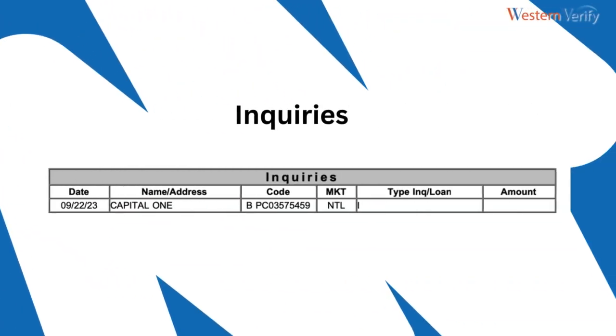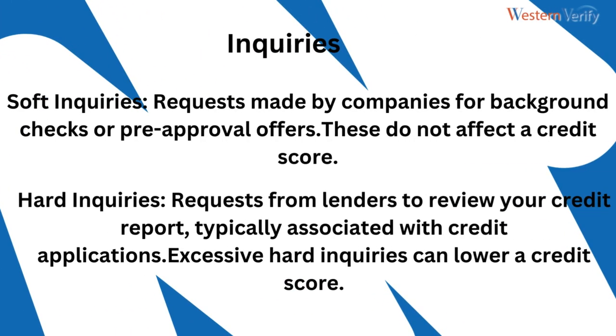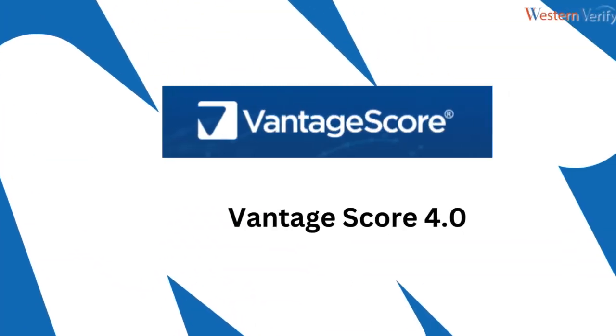Section 5. Inquiries. What it includes. Hard inquiries. Requests from lenders to review your credit report, typically associated with credit applications. These can affect a credit score. Soft inquiries. Requests made by companies for background checks or pre-approval offers. These do not affect a credit score. Excessive hard inquiries can lower a credit score.